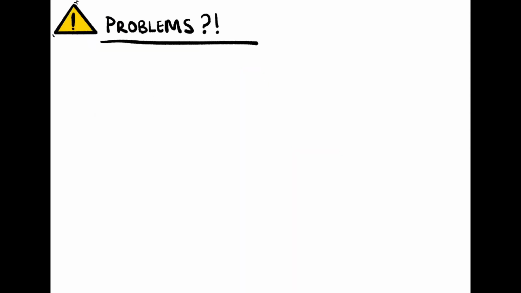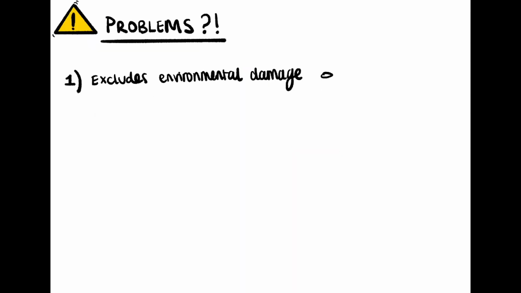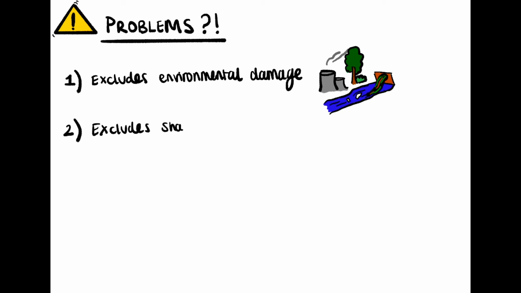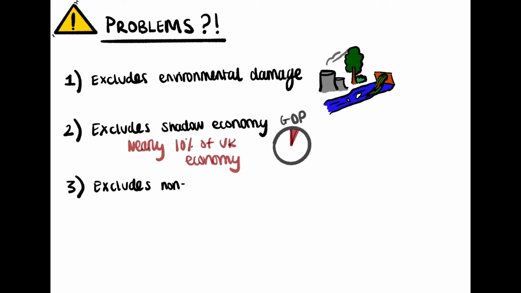There are a number of problems with measuring national income. The cost to the environment in producing goods and services is not taken into account when measuring national income. And because of this, some economists argue that national income is overestimated. It also doesn't take into account the shadow economy, which makes up nearly 10% of UK GDP.